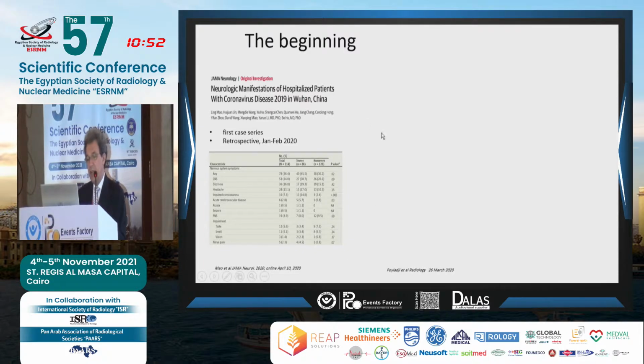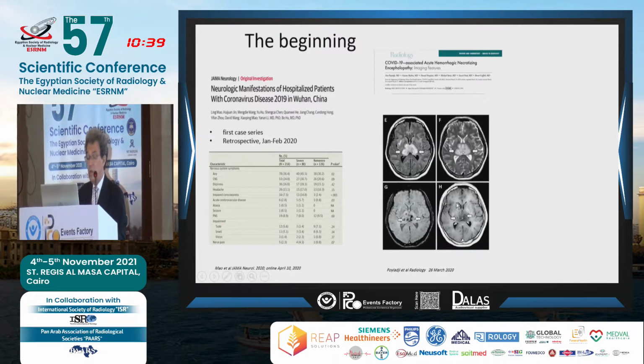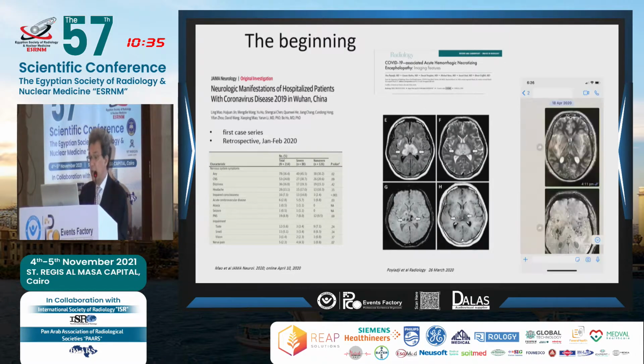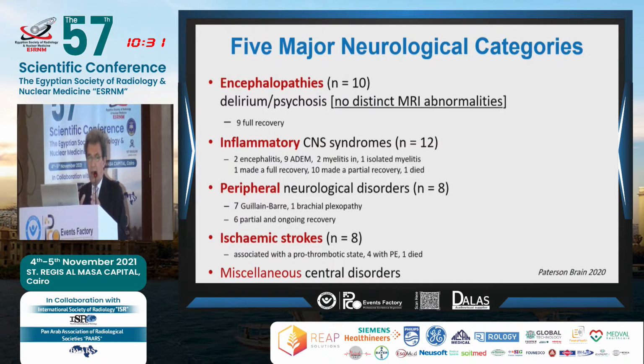And very quickly it became clear that it's not only the lung that is affected by COVID, but also that there are neurological manifestations, which you see mentioned here, but also that there are quite substantial imaging findings that can be detected. So very quickly, an association was tried to be found. And if you think from a neurological point of view, it was suggested that there are 5 categories.